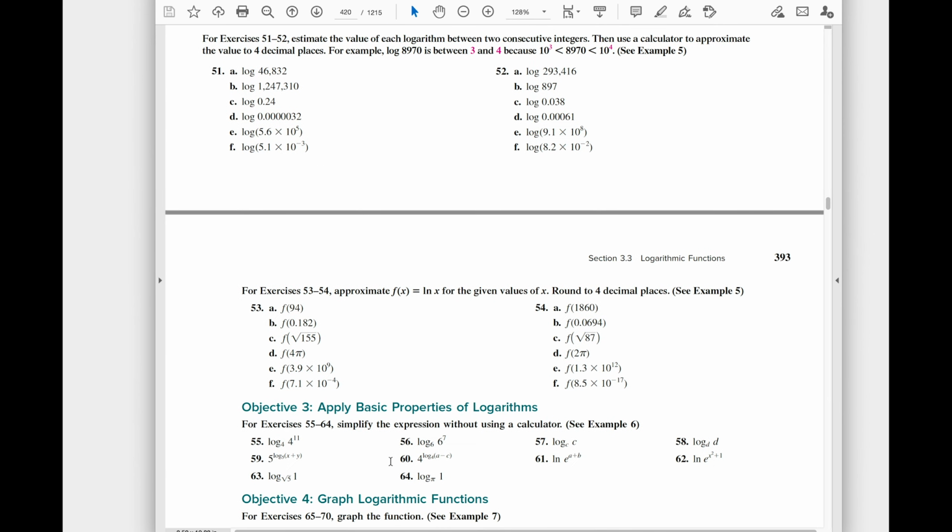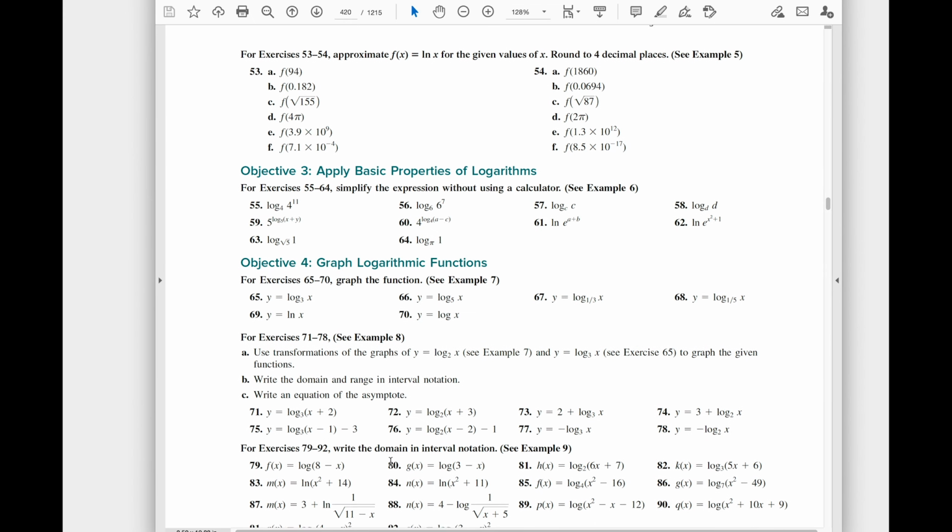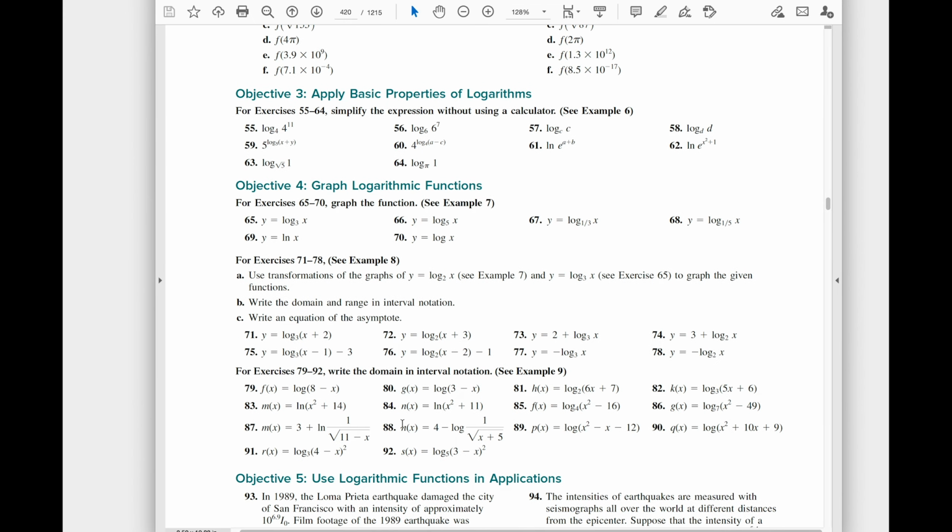Let's go to the next page. We can do these quickly. Look, how about 56? Let's do this quickly. Log base 6 of 6 to the power 7. I mean, log base a of a to the x. This is x again, right? By property 3, we just talked about it. This is how much? This is 7, right?